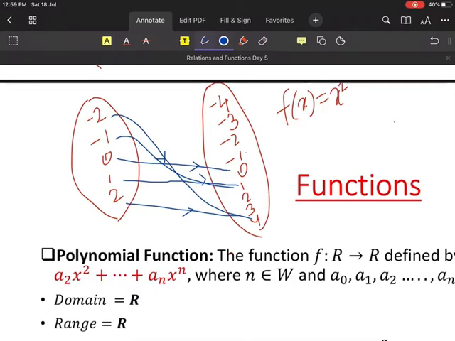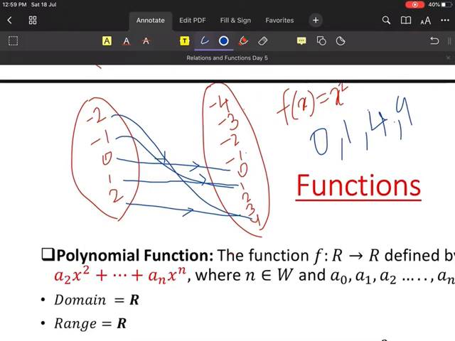Let's see. Who can tell me? What will be the range for this example? The range will be what? 0, 1, 2? 0, 1, 4, 9. All the squares will come, right?